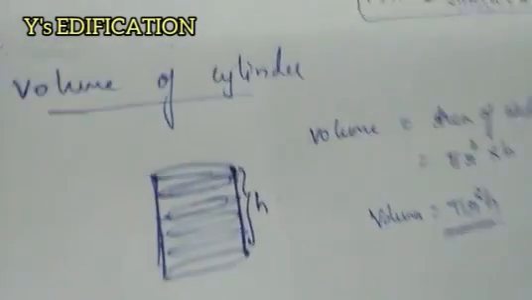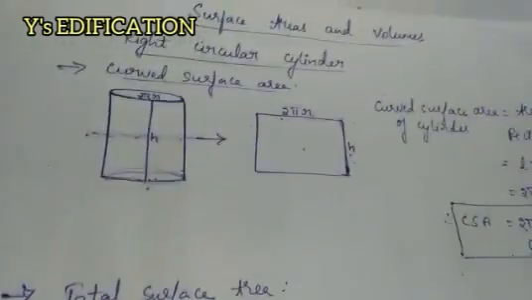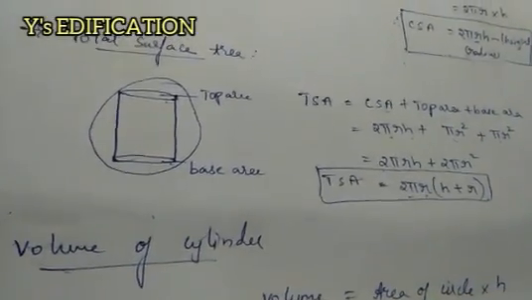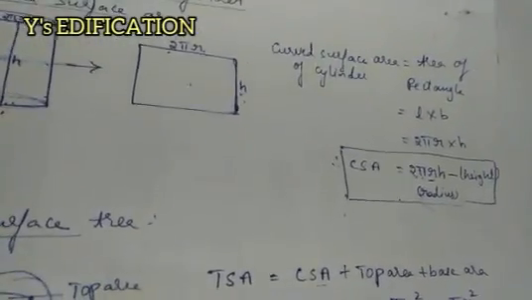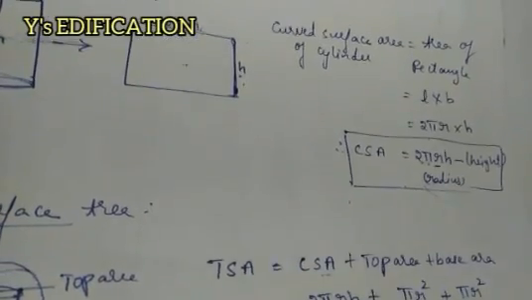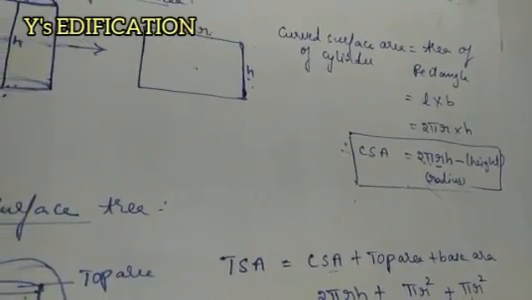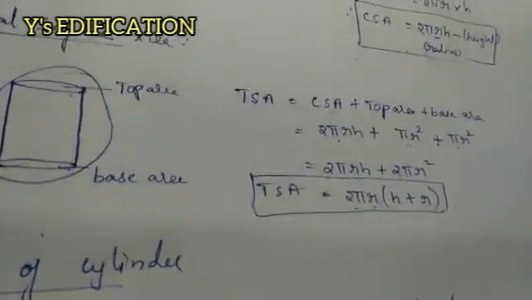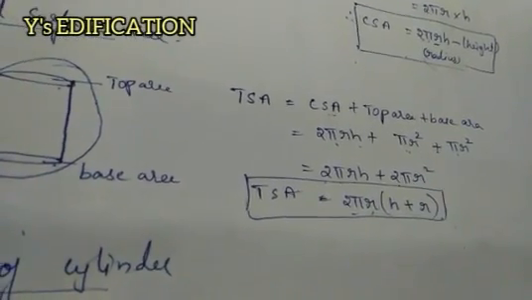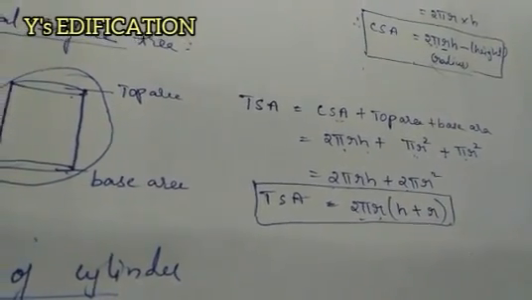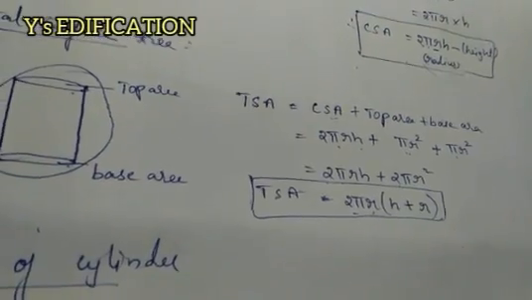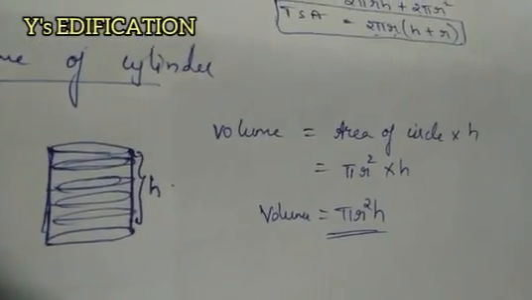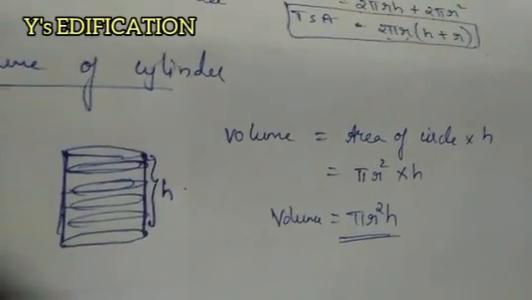Once again, we will recall the formulas regarding the right circular cylinder: curved surface area, total surface area and volume. Curved surface area is 2 pi r h, where r is the radius and h is the height. Total surface area TSA is 2 pi r into h plus r, or r plus h. Here also r is the radius and h is the height. And the volume of the cylinder is pi r square h.